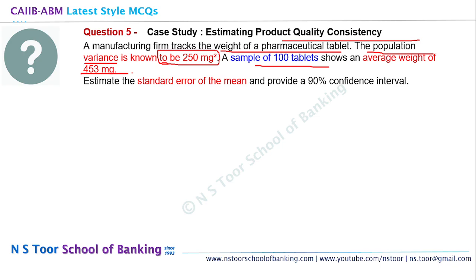453 mg. So estimate the standard error of the mean and provide a 90% confidence interval, same as that of the previous unit.